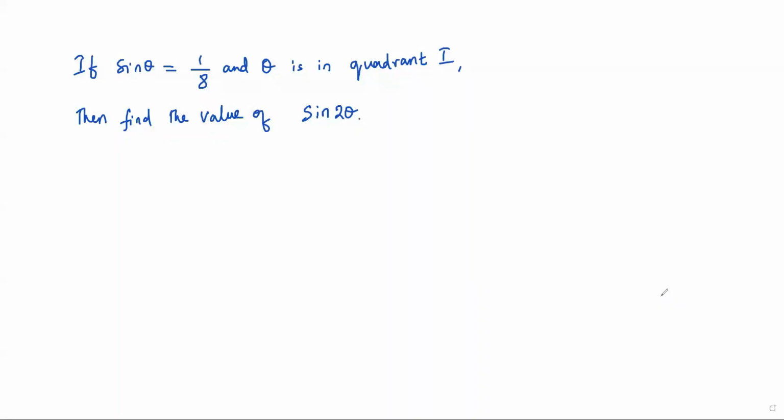Here we have a problem in trigonometry. Let's go over the question. If sine theta equals 1 over 8 and theta is in quadrant 1, then find the value of sine 2 theta. Okay, first let's write the formula for sine 2 theta.